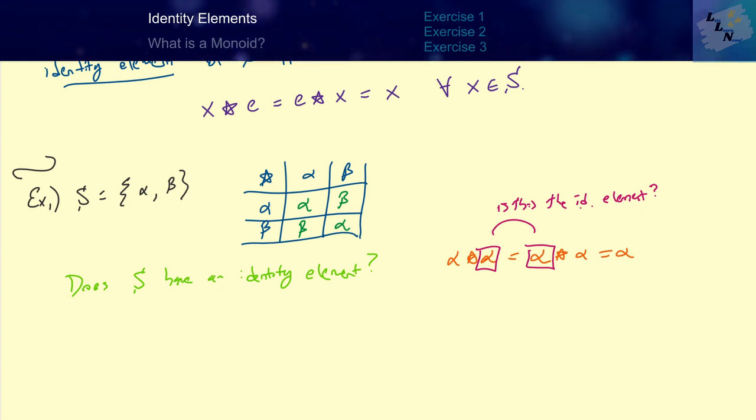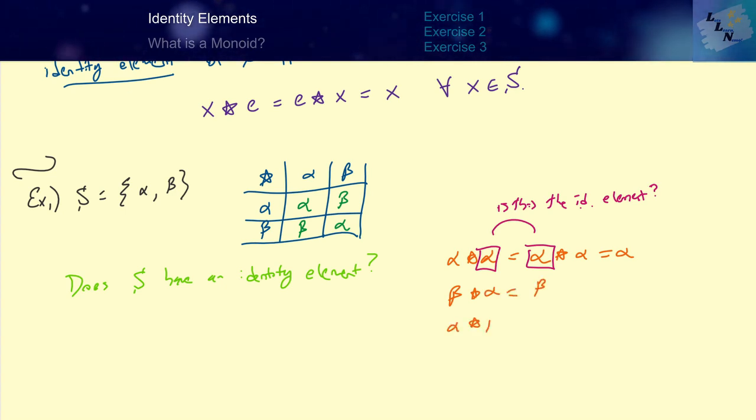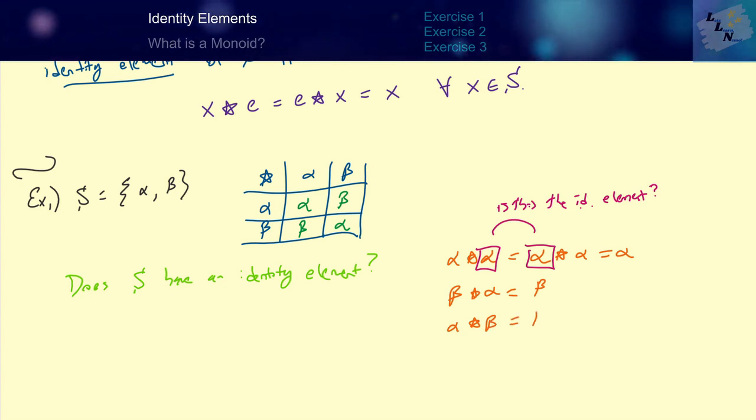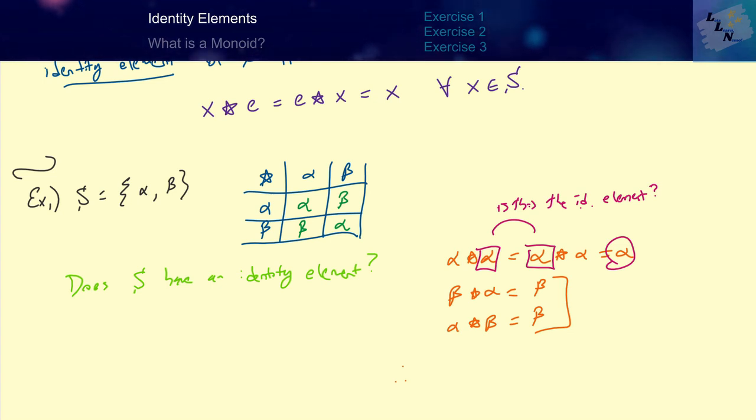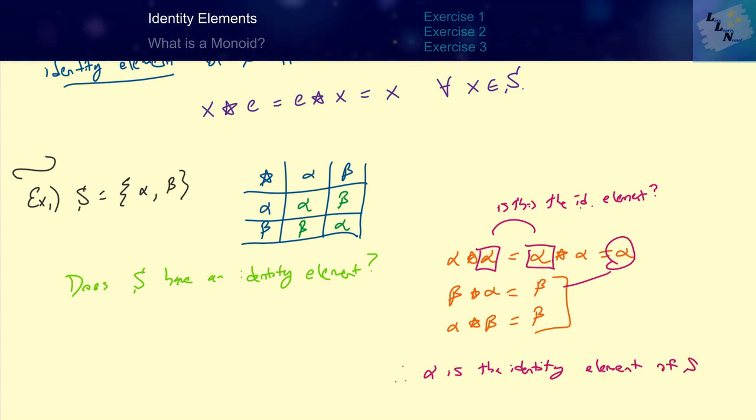So now we need to look at beta and test that out. So beta star alpha is equal to what? So beta star alpha is equal to beta, and alpha star beta is equal to beta as well, right? So that is both true. And notice that we've covered all of the values in S. So we've covered alpha and we've covered beta. So therefore, alpha is the identity element of S.